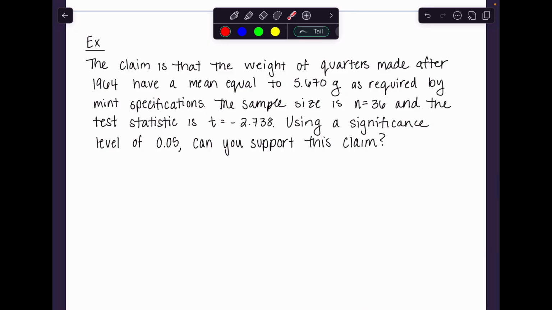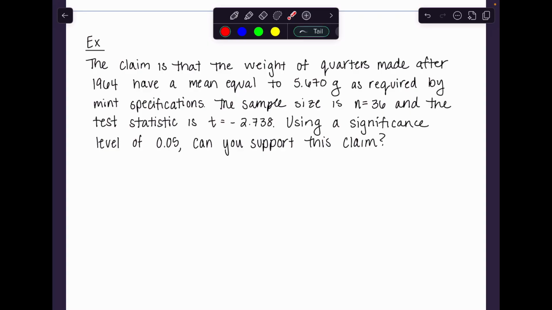But we're told the claim is that the weight of quarters made after 1964 have a mean equal to 5.67 grams as required by Mint specifications. The sample size is n equals 36, and the test statistic is t equals negative 2.738. Using a significance level of 0.05, we want to figure out if we can support this claim.